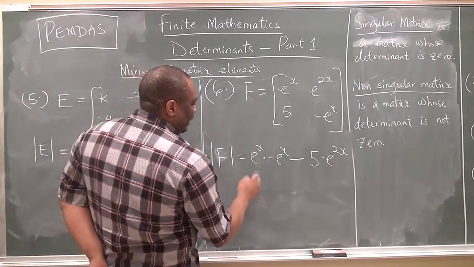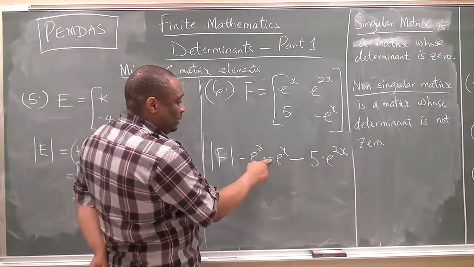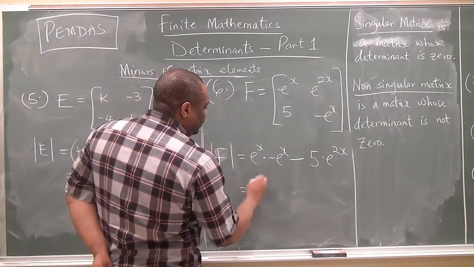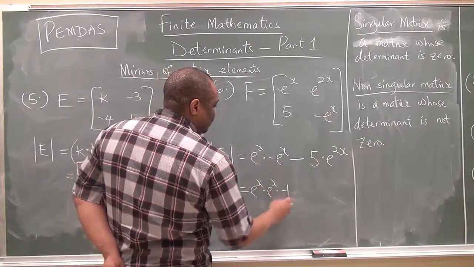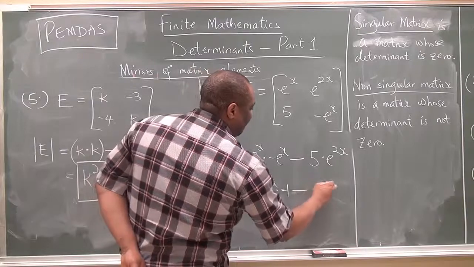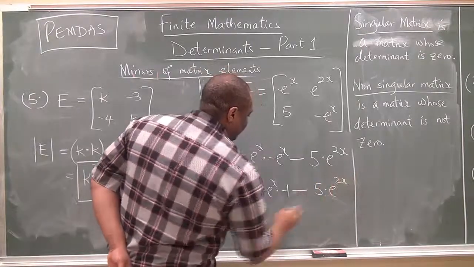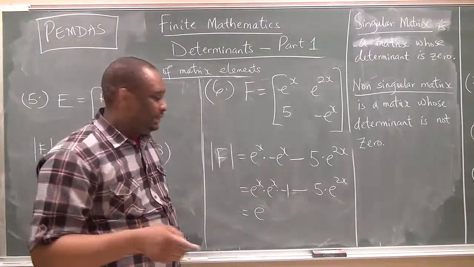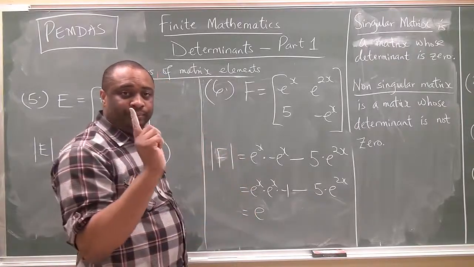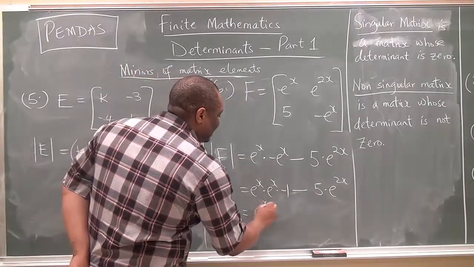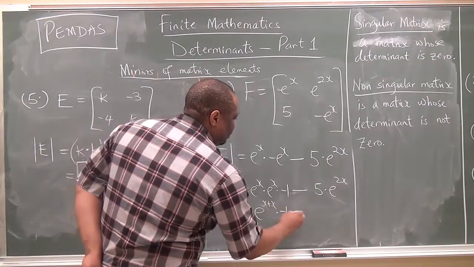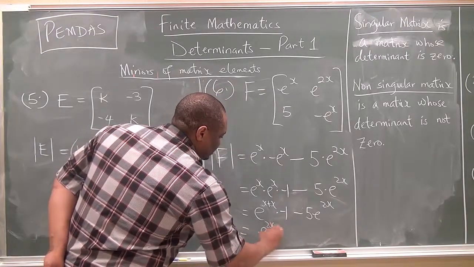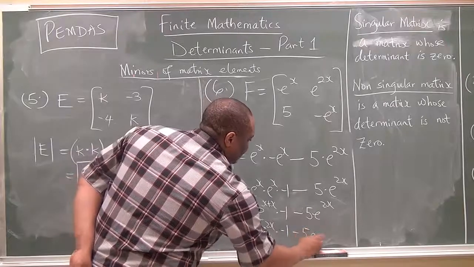So what's this going to be? Now this is like saying negative 1. If I have to break this down, this is like saying e to the x times e to the x times negative 1. Minus 5 times e to the 2x. So e to the x times e to the x. Remember, law of exponents: you bring down the base, they have the same base, add up the exponent, x plus x, then times negative 1 minus 5e to the 2x. So this will be e to the 2x times negative 1 minus 5e to the 2x.